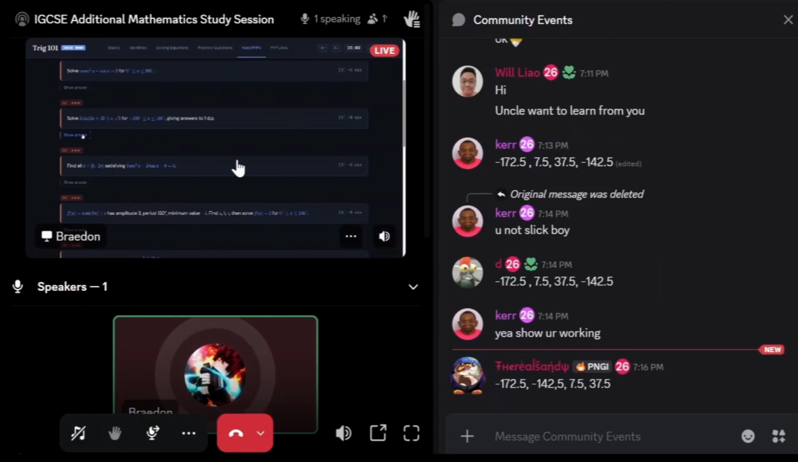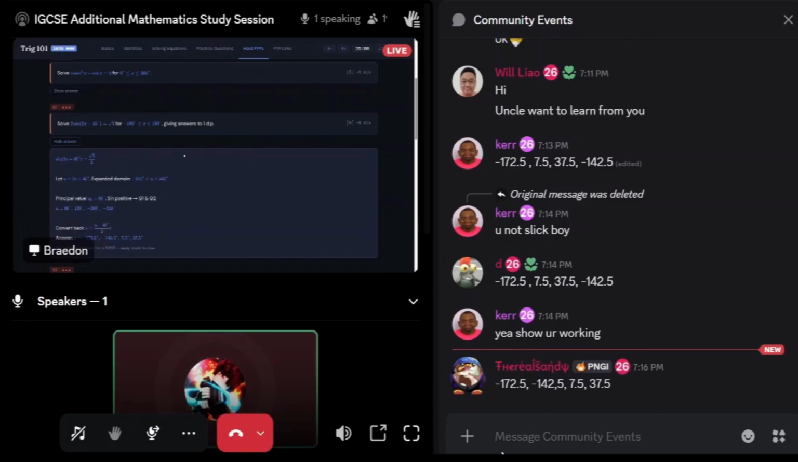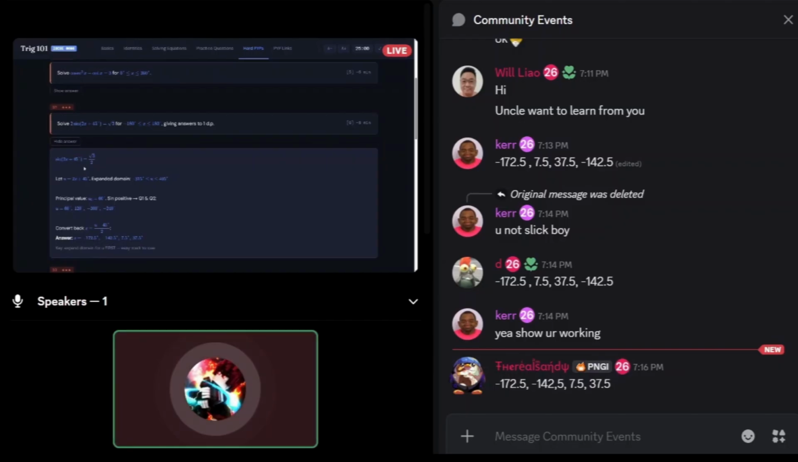Time's up. So I'll show the working. You guys got all the same answers, so you guys should be fine. So first off, isolate it. That's the first step. Assign something to root 3 over 2. And then after that, we expand the domain. So sub in 2x plus 45 for both negative 180 and 180, and get negative 315 and 405.